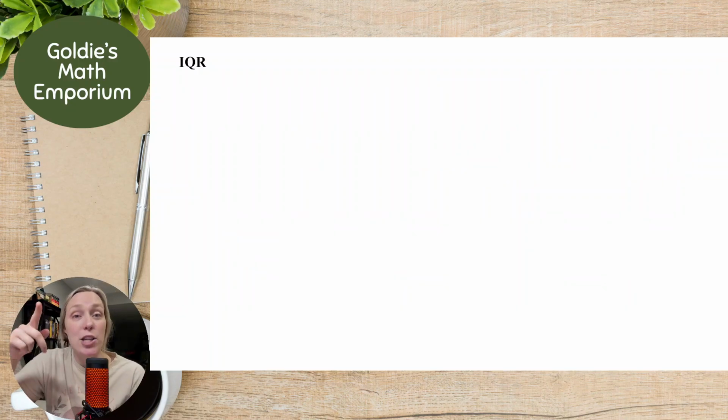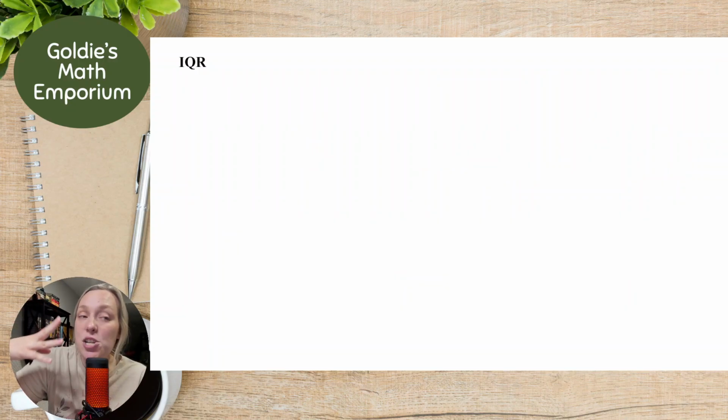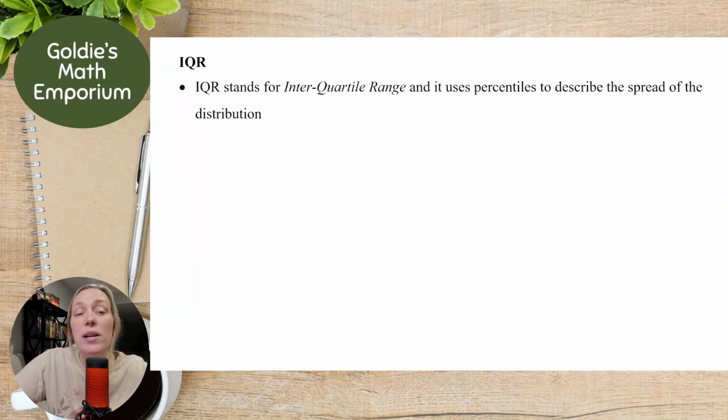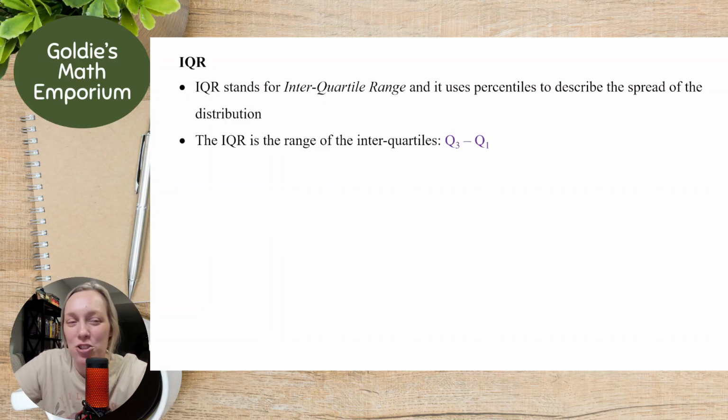Now let's talk about IQR. I mentioned this in previous notes, but the IQR is a way to measure spread, how spread out our data is. Our 5-number summary attempts to summarize what the data is doing. The IQR tells us a little bit more about the spread. IQR stands for interquartile range, and it uses percentiles, the first quartile and the third quartile, to describe the spread of the distribution.